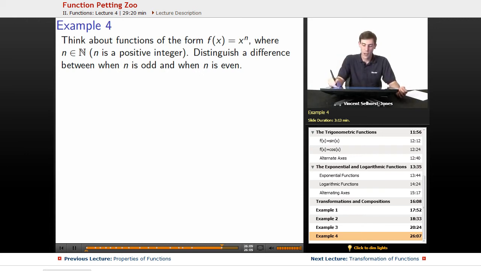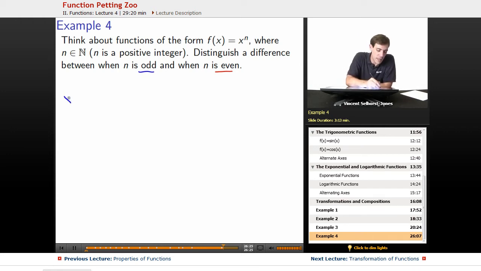Example 4. Think about functions of the form f of x equals x^n, where n is a positive integer. It's contained in the natural numbers. We distinguish the difference between when n is odd and when n is even. So let's look at some examples for when n is odd.